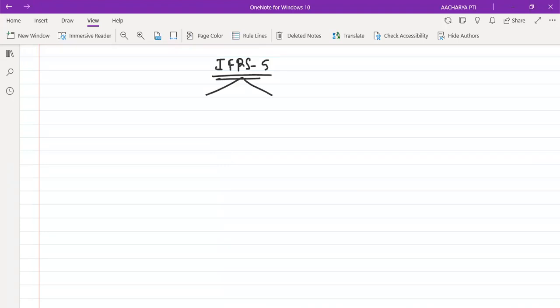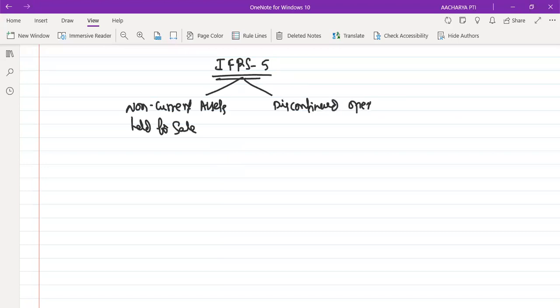So in this we are going to discuss two topics: non-current assets held for sale and discontinued operations. Generally, this standard provides the requirements for the classification, measurement and presentation of a non-current asset held for sale.